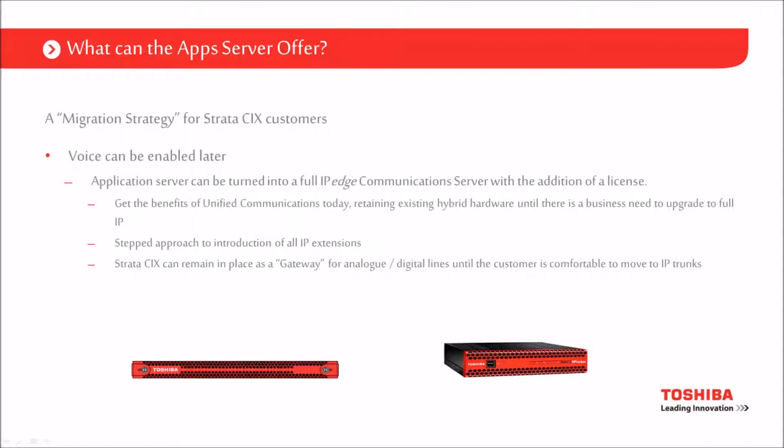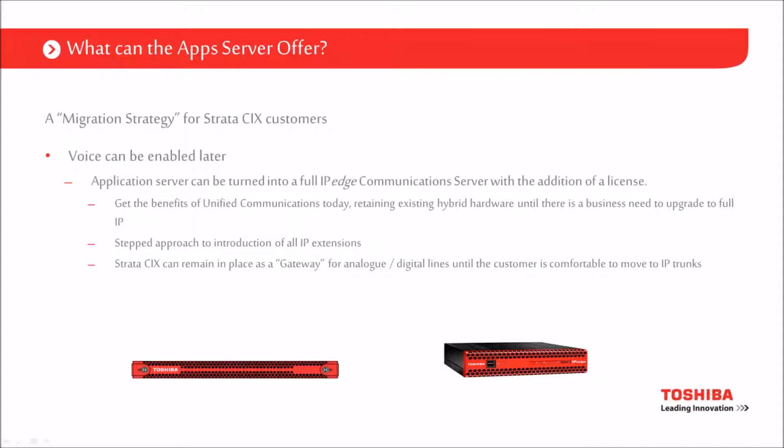What the app server can deliver is a voice migration strategy, because you can stick it on the side of a CIX now, use the apps and functionality to support what the customer needs today. But if they want to go all IP, they put SIP trunks in, they can migrate everything across to the IPedge and then eliminate the CIX, and they've got a migration strategy. So another way of looking at it is what they're investing today to provide their unified comms bit could be their voice platform for the future.